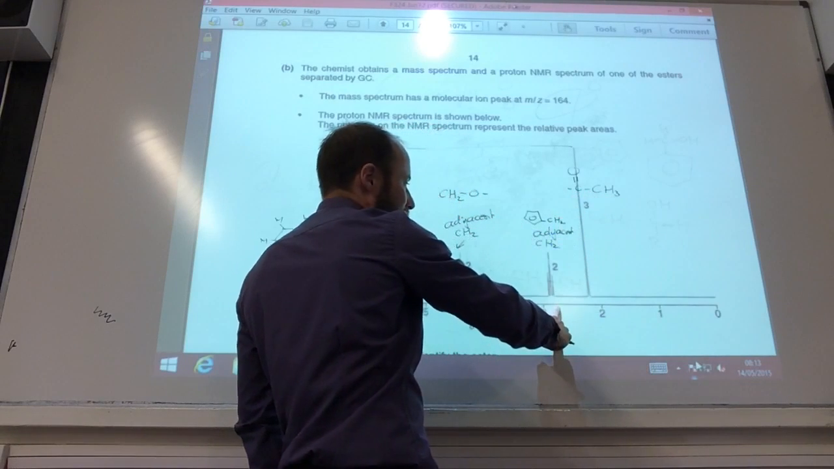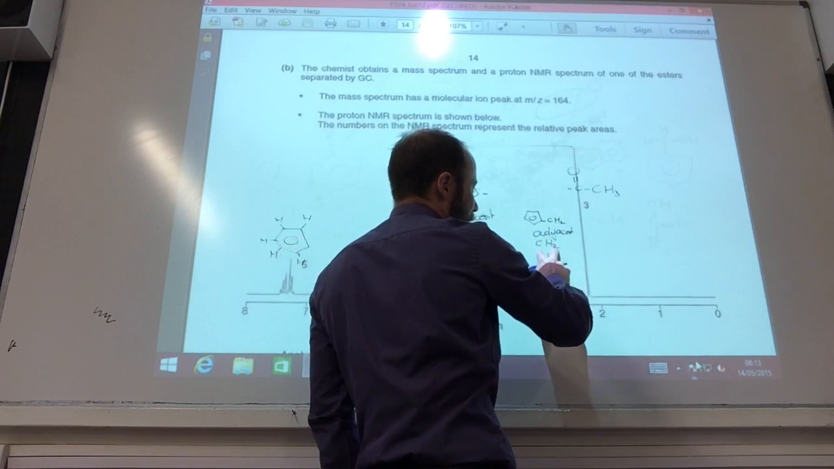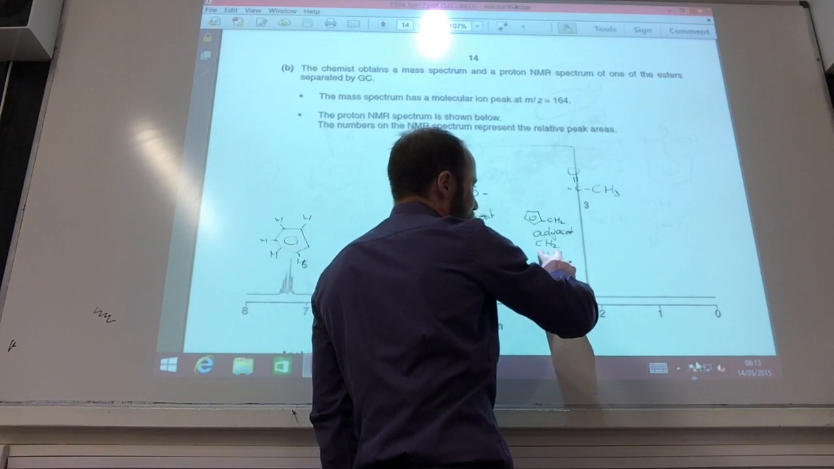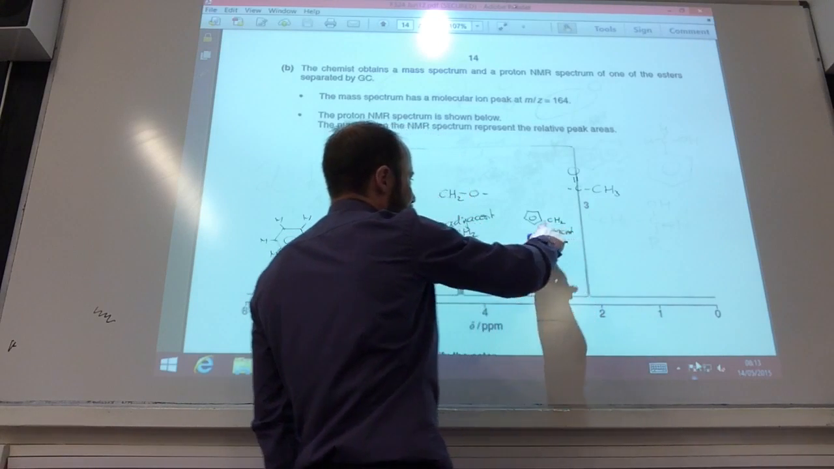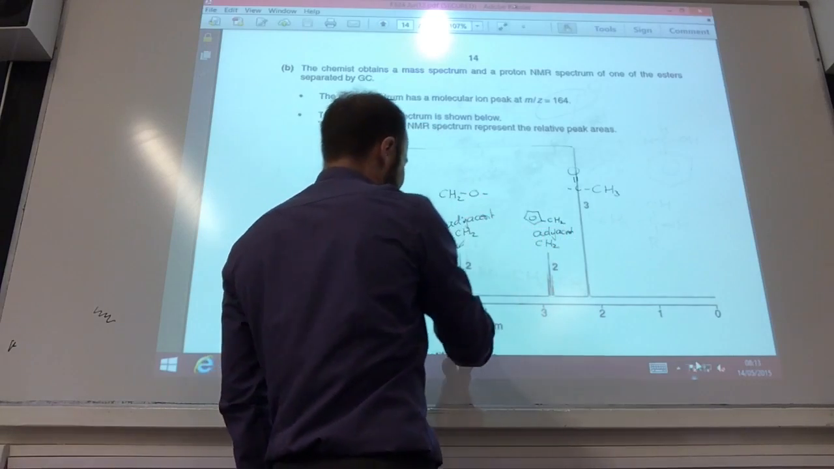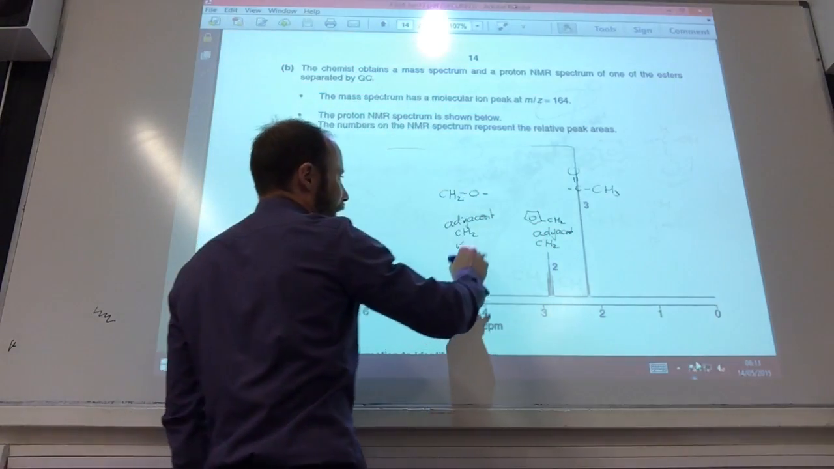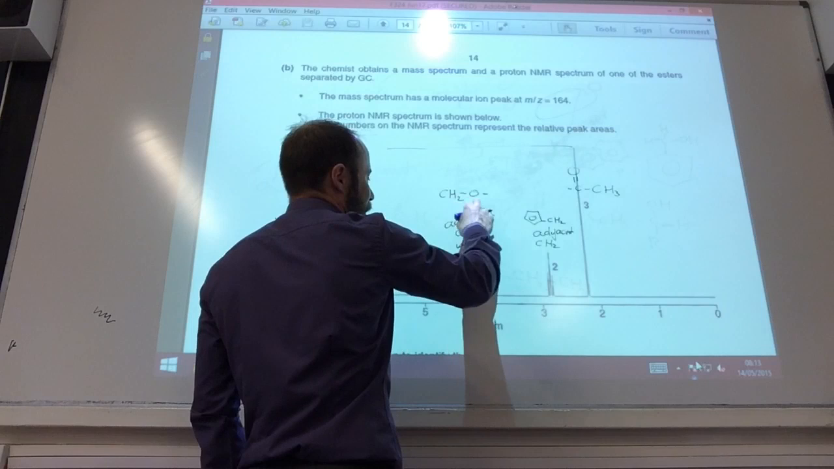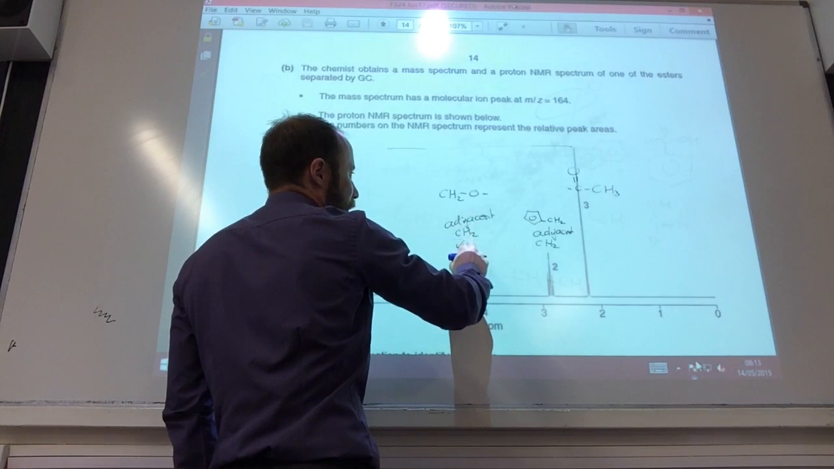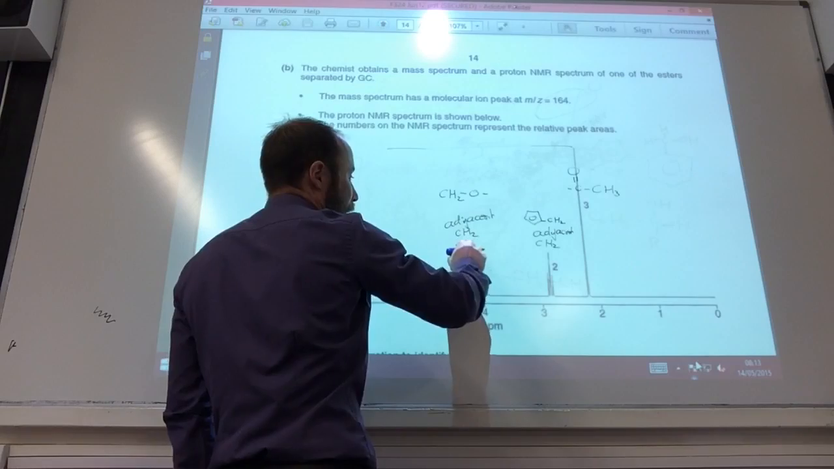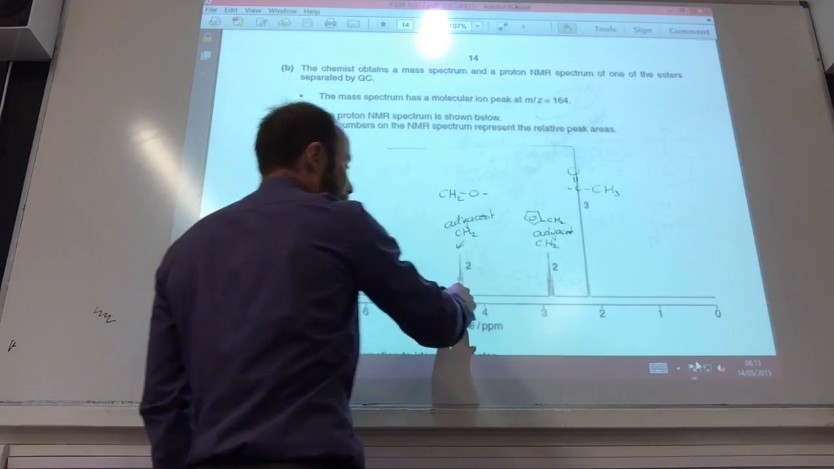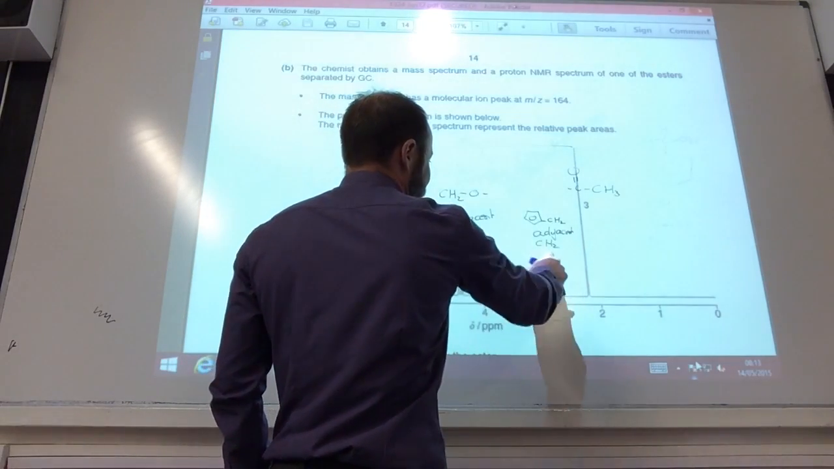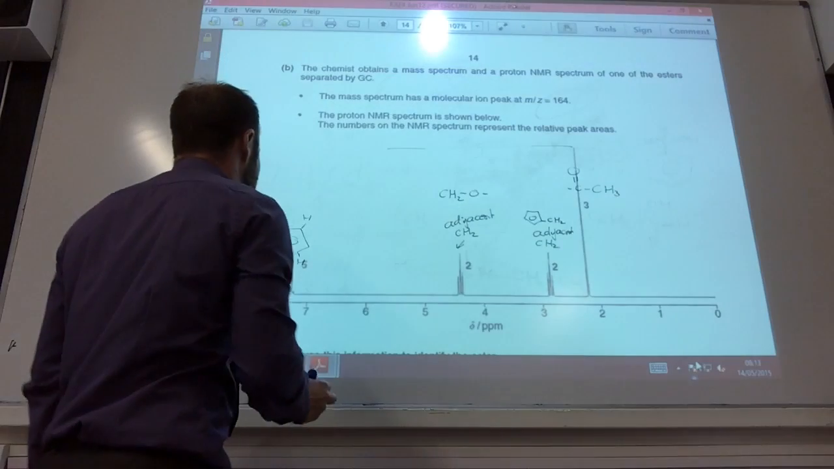This peak here coming in at about 2.8, intensity 2, is a CH2 group, which is adjacent to a benzene ring. And then here, this peak coming in at about 4.3 is a CH2 attached to an oxygen, which suggests that I've also got a CH2 group next to it as well, because it's split into a triplet. So it looks like these two are next to each other.